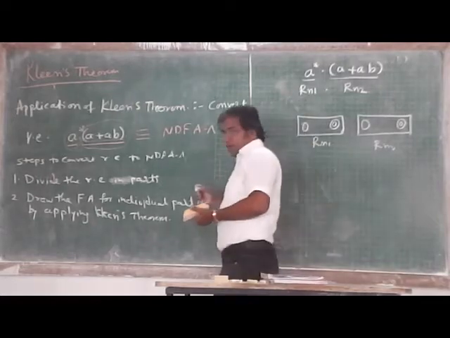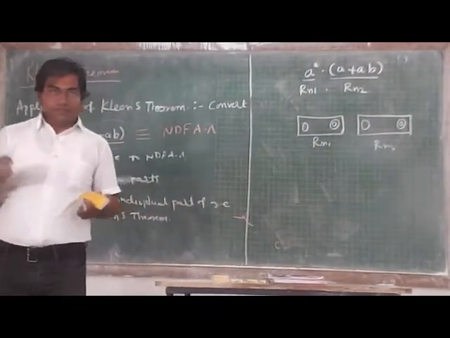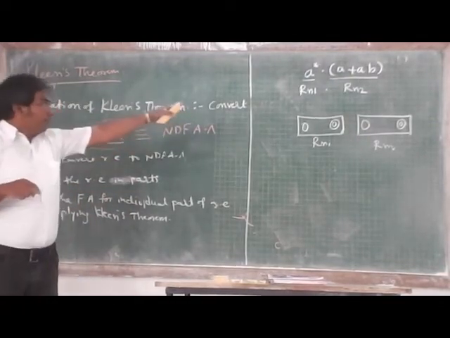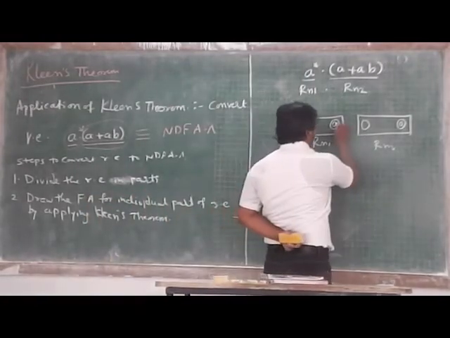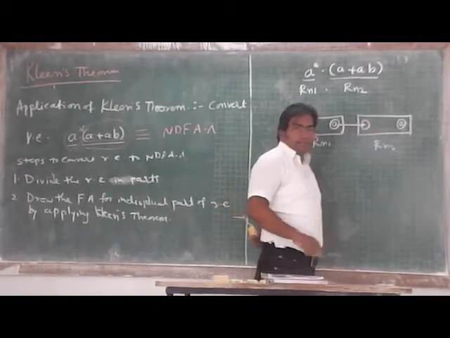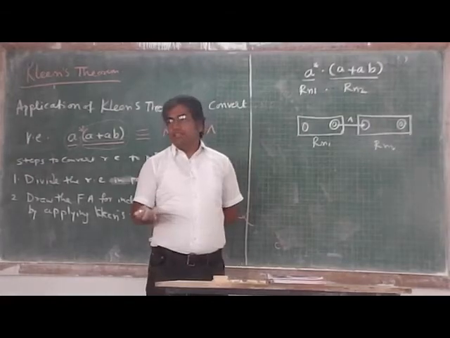For the plus operator, what were we doing? We had parallel lines, parallel. Okay, but during concatenation, how do we concat these two? It's very simple. The final state of Rn1 you connect with the initial state of Rn2 with null moves. It is connected now.